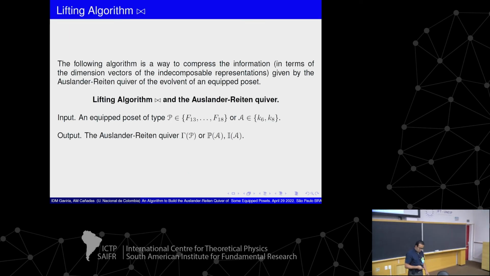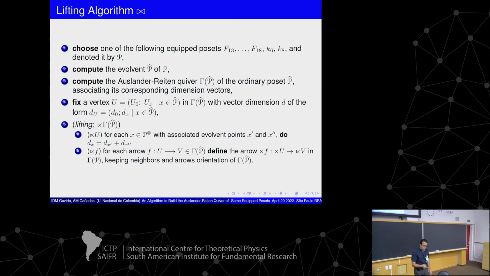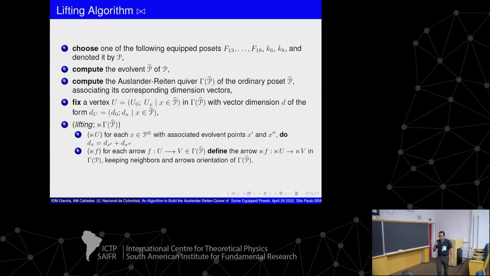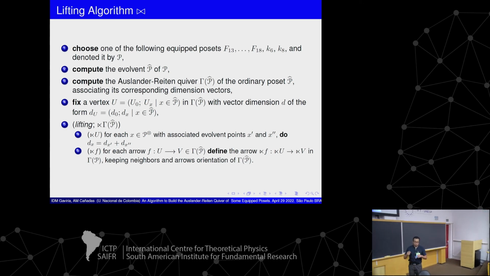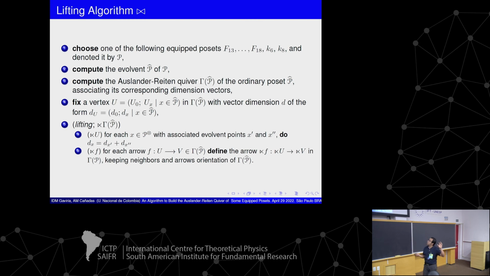Then, the lifting algorithm is, we consider this algorithm. It is described in this form. The algorithm, how it functions. You have one equiposet, you associate the ordinary poset, which is the evolvent. This is the second point here.